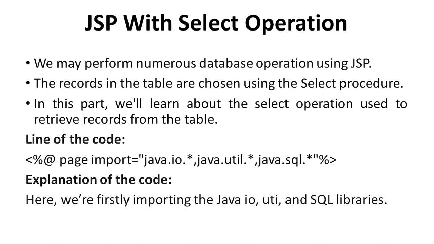So here the line of the code we use <%@ page import="java.io.*", "java.util.*", "java.sql.*" %>. So the explanation of the code. Here we are firstly importing the Java IO utility and SQL library.